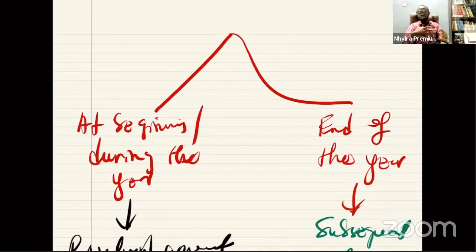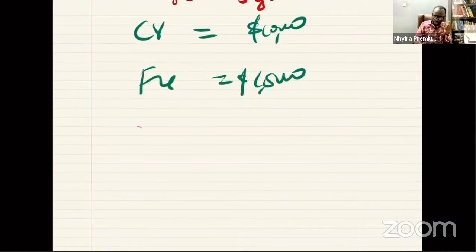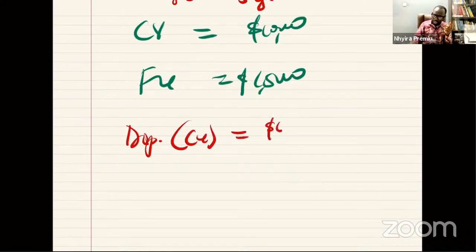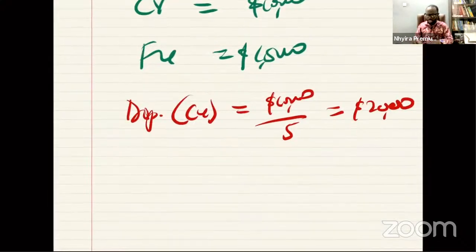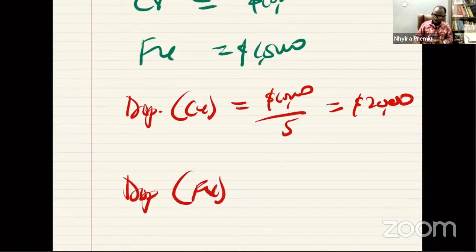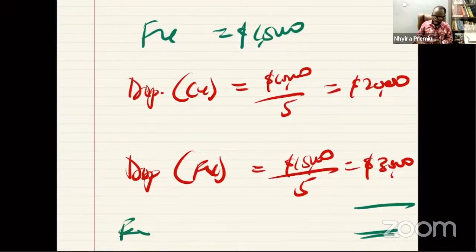In the exam hall, you want to make sure that you are working with time. So if you get a carrying value to be 10,000 and you get a fair value to be 15,000, and let's say the remaining life of the asset is 5 years, you calculate depreciation on the carrying value. That will be 10,000 over 5, which is 2,000. Then again, you calculate depreciation on the fair value. That will be 15,000 over 5, which is 3,000. So the excess depreciation becomes the annual transfer.